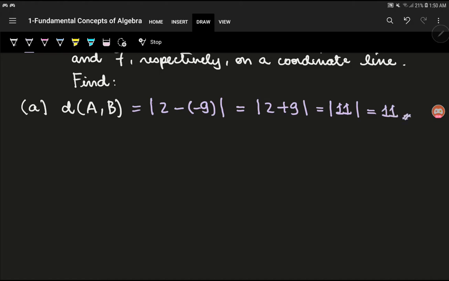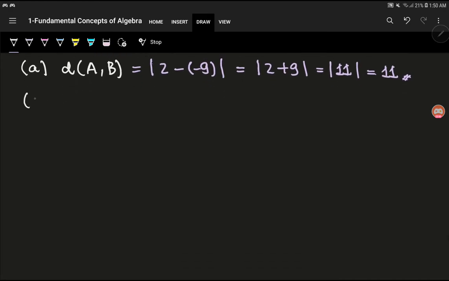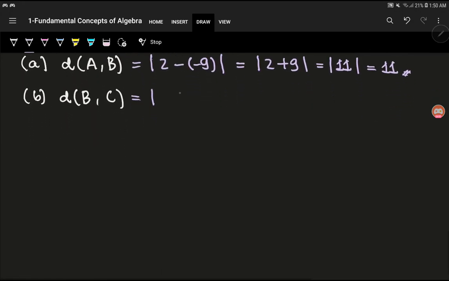Alright, the distance from B to C. Again, with the definition, the distance from B to C is the absolute value of coordinate C, which is 7, minus coordinate B, which is 2. So the absolute value of 7 minus 2. 7 minus 2 is equal to 5, so we have the absolute value of 5. Since 5 is positive, we just write the answer 5.